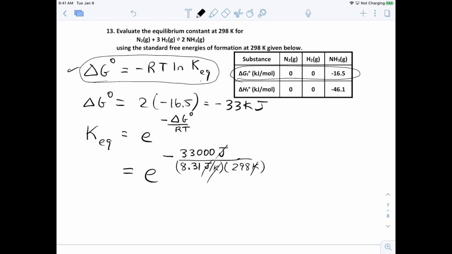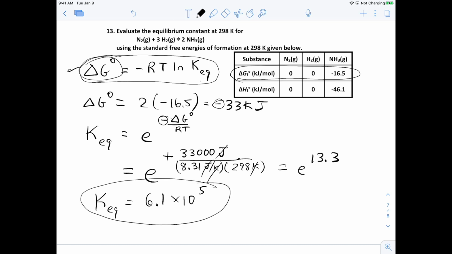And that number comes out to e to the positive. Delta G was negative, so this ends up being positive, because there's a negative sign here and a negative sign here. So it's positive 13.3. Plug e to the 13.3 into your calculator and you get K equilibrium equals 6.1 times 10 to the 5th. So we got from a delta G0 to an equilibrium constant, something that we're familiar with.